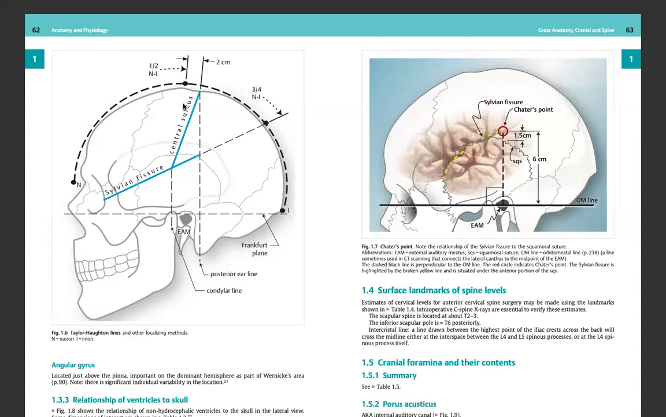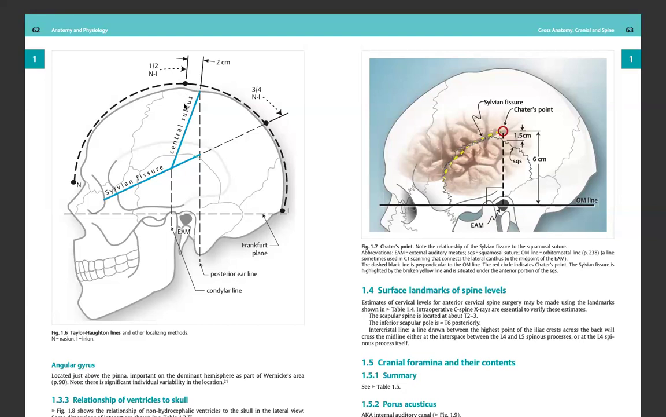Method 2, the central sulcus is approximated. The one I just described before I talked about this is the second method. And method 3, using Taylor-Haughton's line, the central sulcus is approximated by connecting the point where the posterior ear line intersects the circumference of the skull, really 1 cm behind the vertex and 3 to 4 cm behind the coronal suture, to the point where the condylar line intersects the Sylvian fissure. Okay, that was the one I mentioned.